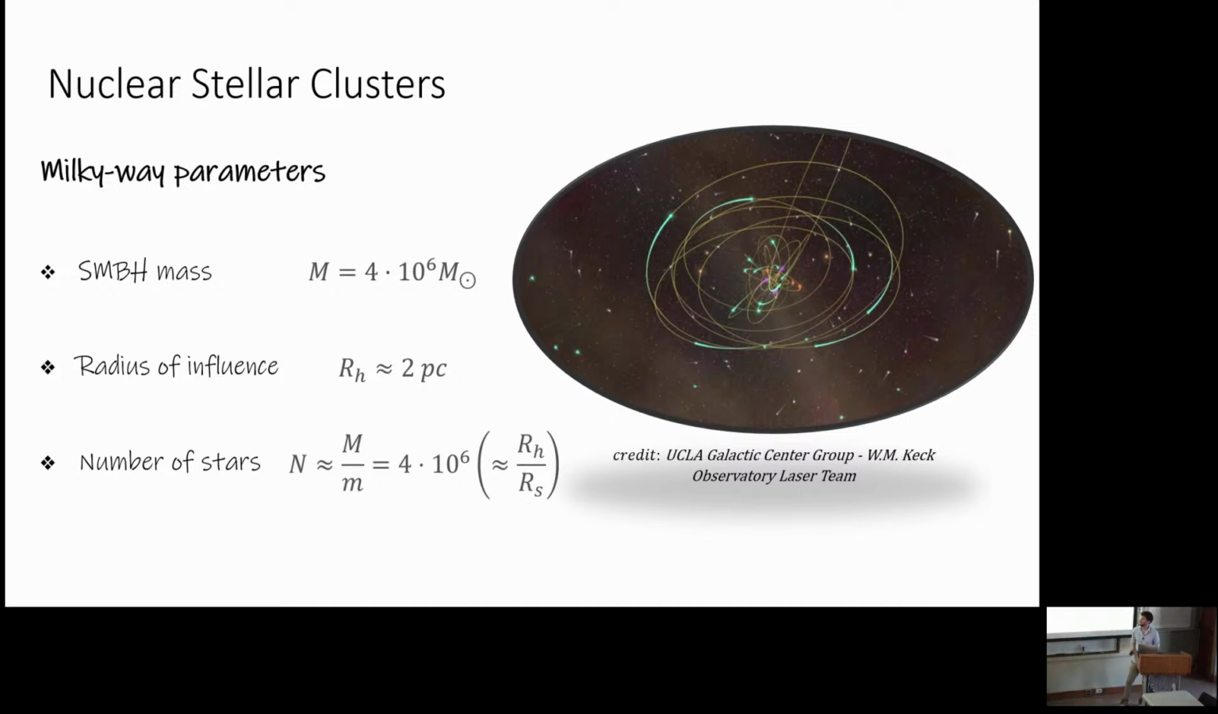Now, this radius of influence is defined such that the gravitational potential within it is dominated by the supermassive black hole. So essentially, we have all of those millions of objects, of stars and black holes, orbiting around the supermassive black hole on Keplerian orbits.